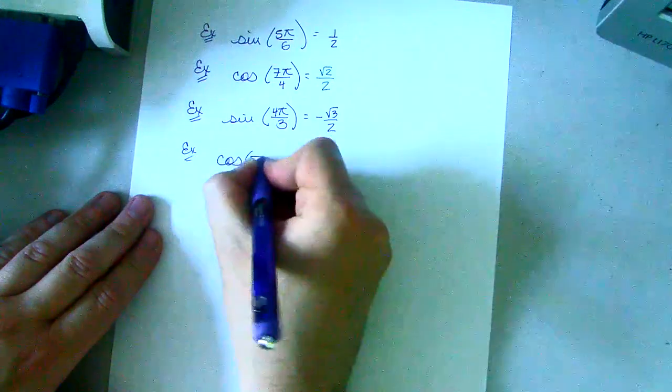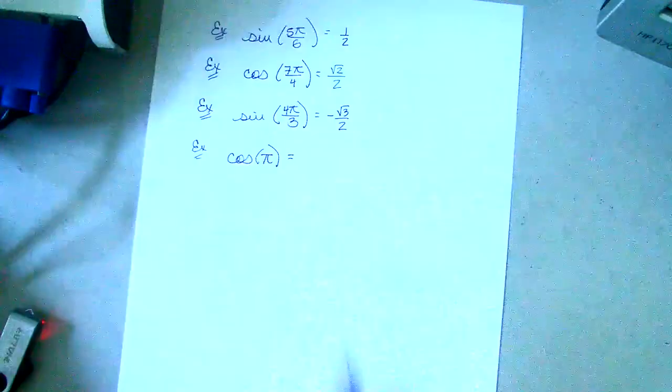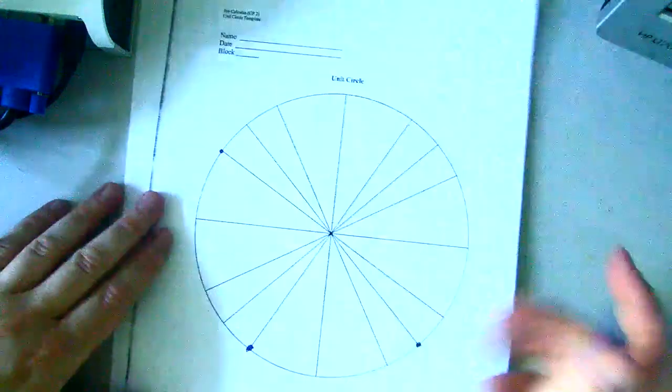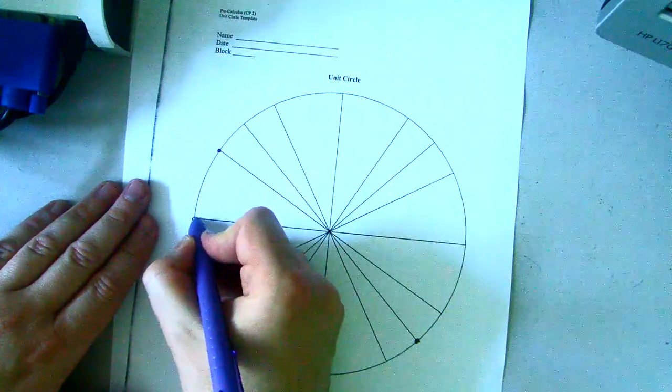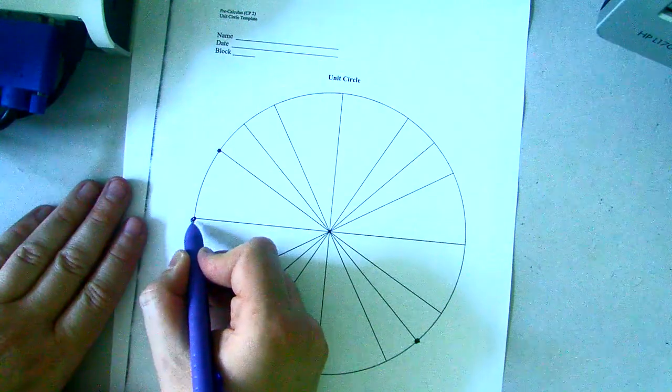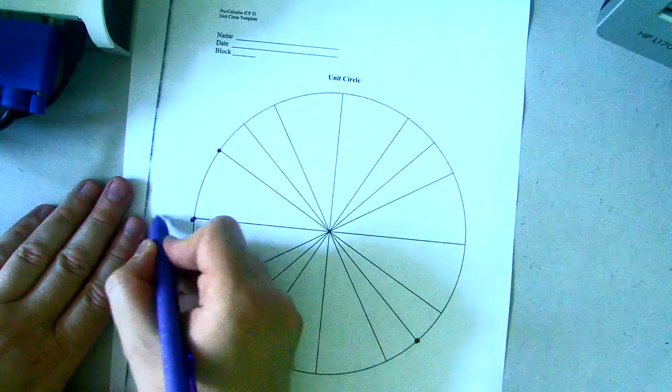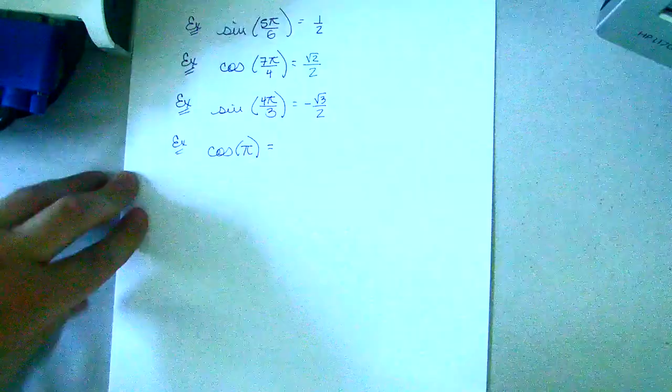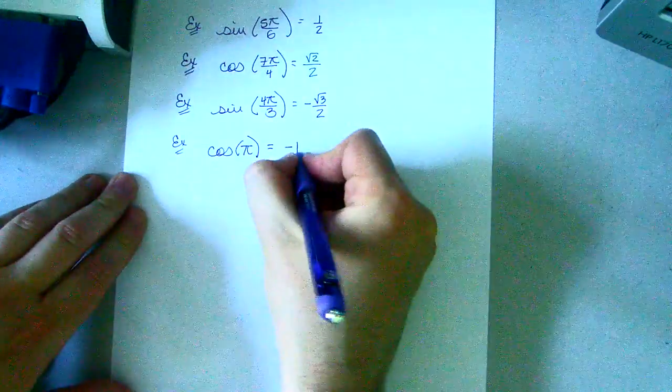Finally, the cosine of pi. Where is pi around the unit circle? Pi is right over here. What's the cosine? What's my x-coordinate of this point? I think horizontally I'm going left 1. I think the cosine, therefore, needs to be negative 1.